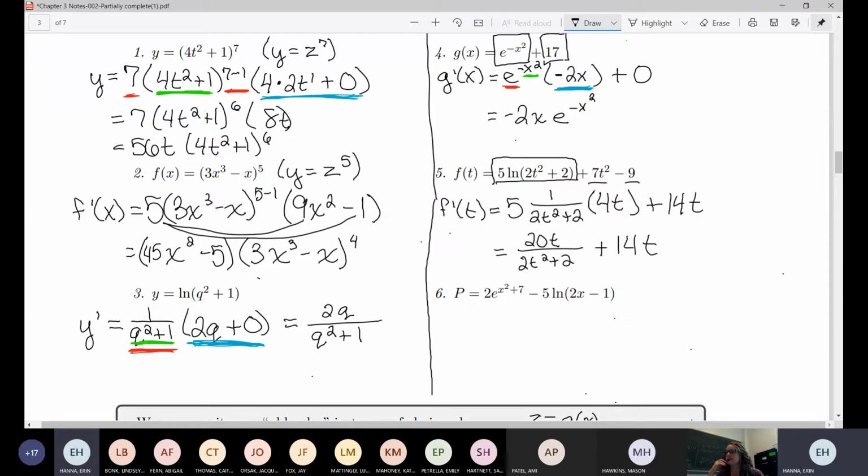All right, so this last one for our chain rule section is essentially 2 different chain rules. They're separated by subtraction, so we take them one at a time, but they are both technically chain rules.